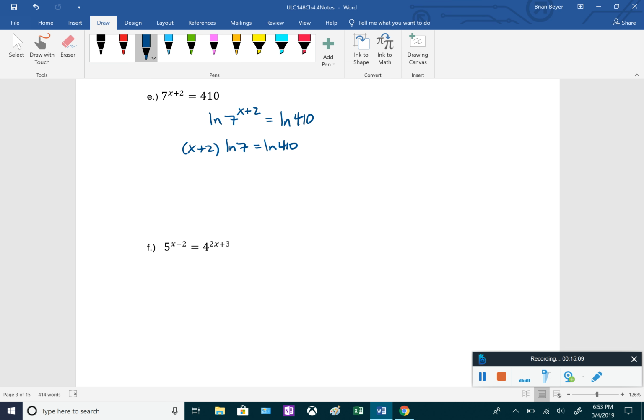Next, we're going to divide both sides by the ln of 7. So it's going to be x plus 2 equals the ln of 410 divided by the ln of 7. And then we have to subtract 2 on both sides. So it's going to be x equals the ln of 410 divided by the ln of 7 minus 2. So plug that in the calculator, we get about 1.09.